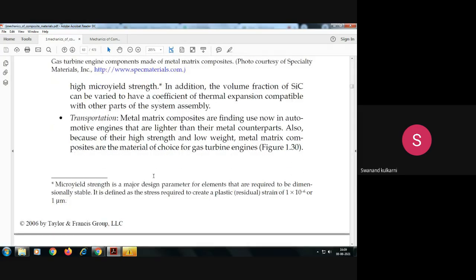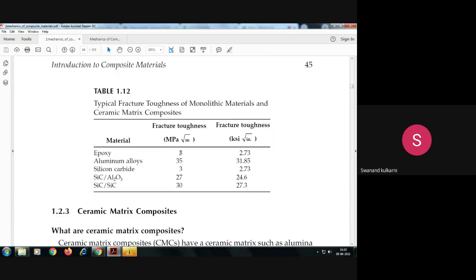Then metal matrix composites are used in transportation, that is, in the automotive sector, for automotive engines. So high strength to low weight is the advantage of metal matrix composites, and that's why these are the choice for gas turbine engines.